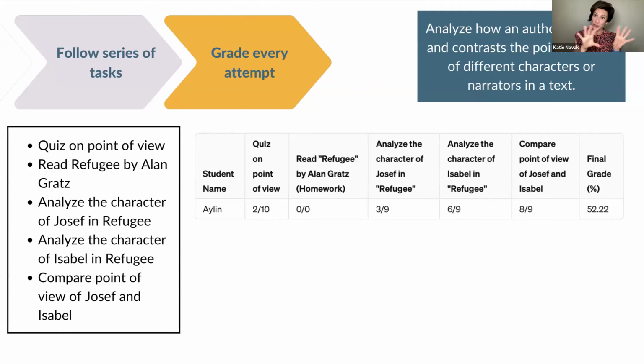And so in a gradebook, now this is my daughter's name, Aylin. In a gradebook, I might say, okay, first we're going to do a diagnostic quiz on what students know about point of view. She got a 2, right? And then we're going to read an excerpt of a text for homework. Nope, didn't do that. And we're going to talk about the first character, Yosef, then the second character, Isabel, and then we're going to get to truly comparing and contrasting those characters. Now that is the standard.